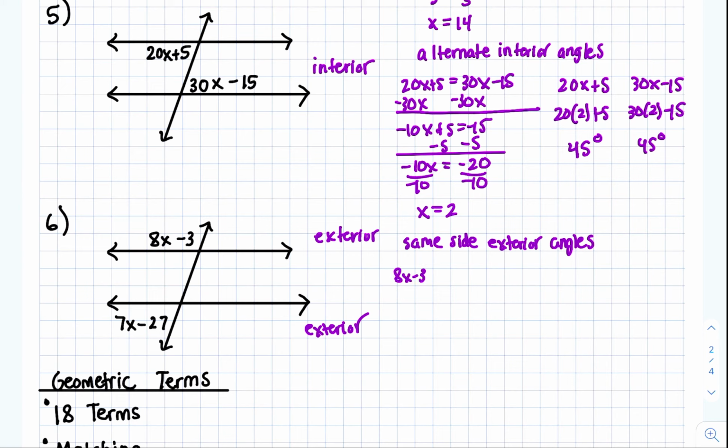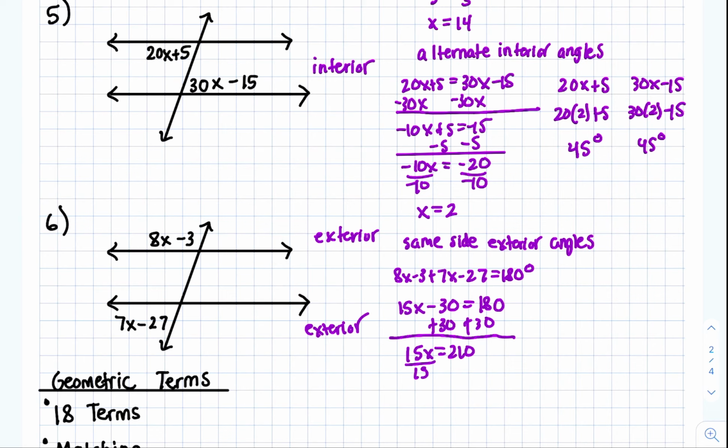8x minus 3 plus 7x minus 27 is equal to 180 degrees. 8x plus 7x combined like terms is 15x. Negative 3 minus 27 is negative 30, which is equal to 180. Add 30 to both sides. We get 15x is equal to 210. Divide both sides by 15. And x is going to equal 14.